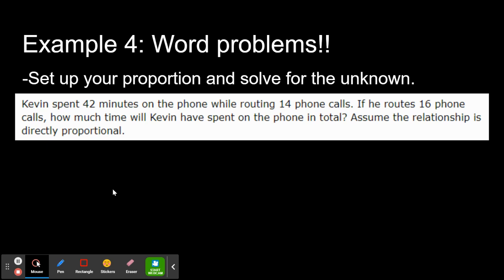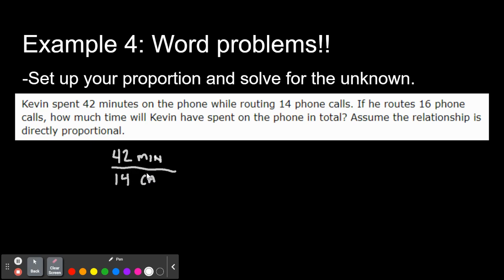All right. Now you'll see some problems here that are word problems, okay? The next skill is word problems. All we have to do is take the information out of the word problems and set up our proportion. So as I'm reading this, I'm going to set up my proportion. So Kevin spent 42 minutes on the phone while routing 14 calls. So 42 minutes for 14 calls.